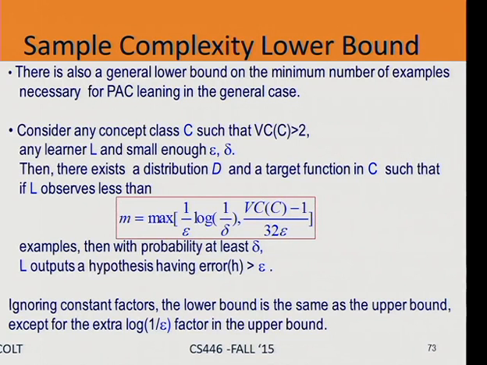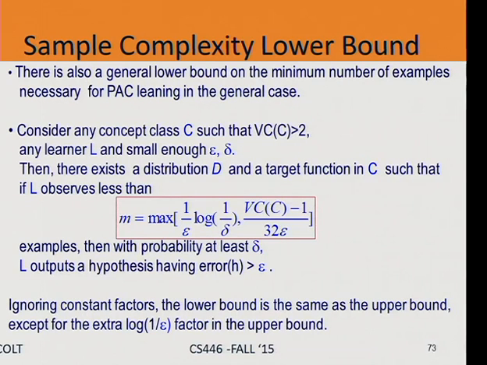So we can prove, or one can prove, a lower bound. And the interesting thing is that it depends on basically the same thing. So the gap isn't that significant between the lower bound and the upper bound that we showed. It also is proportional to VC, inversely proportional to epsilon, inversely proportional to delta, and so on. So the lower bound is really the same as the upper bound modulo constant factors and the 1 over epsilon factor that we had. Before we had epsilon squared.